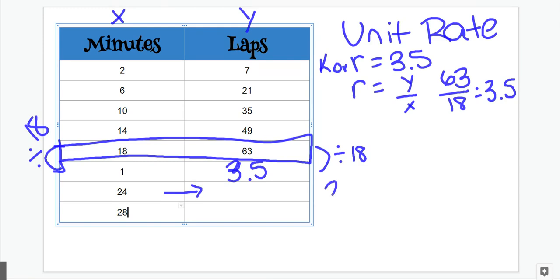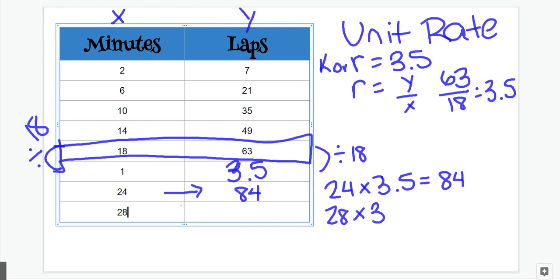I would do 24 times 3.5 equals 84. So I'd have 84 in here. And then 28 times 3.5 would be 98. So I'm going to fill 98 in there. You can also use your equation to do that, but that's what we're going to do next.